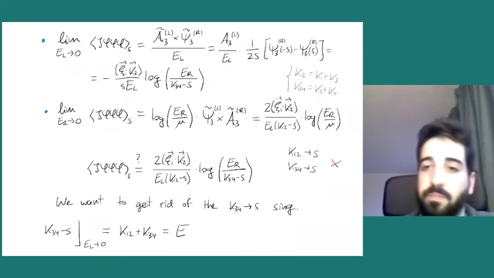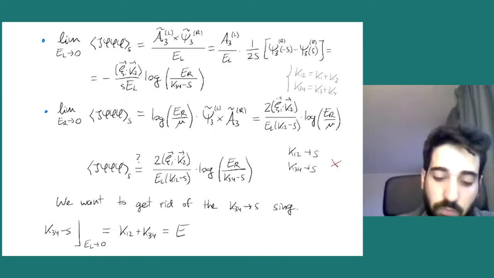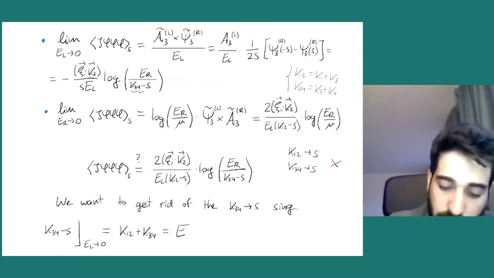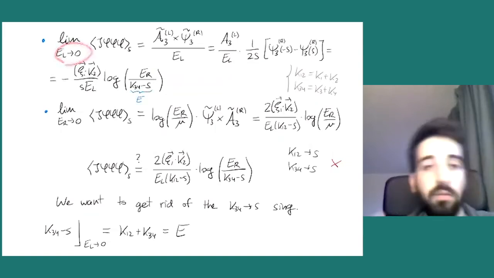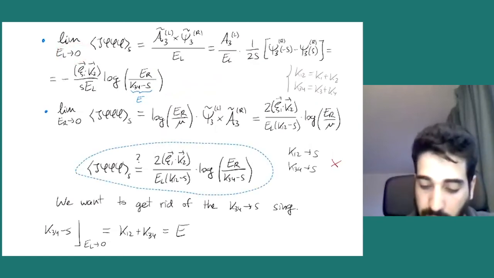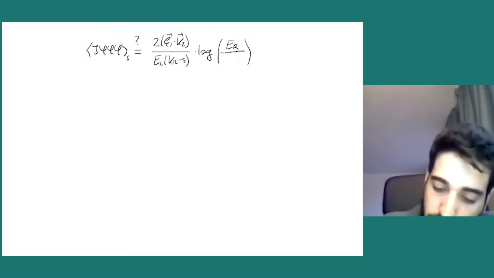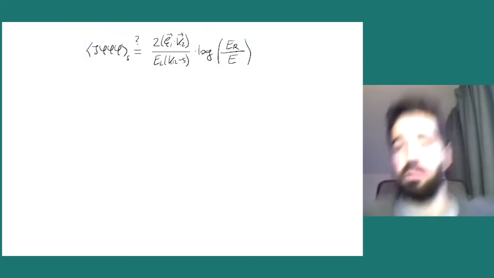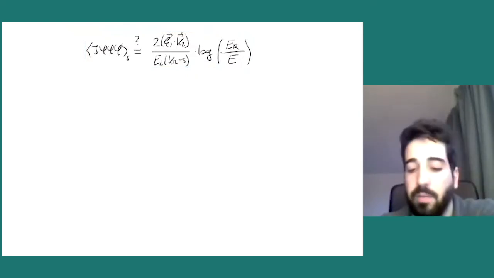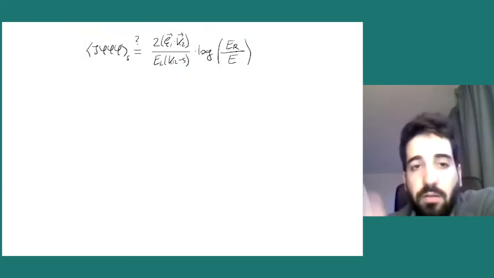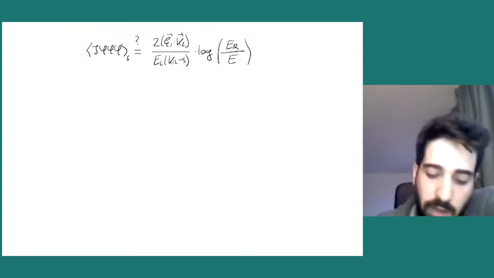And this is the total energy, right? So, well, we could just reinterpret this thing as E in this limit. It's totally valid. So then we can say that maybe the correct wave function coefficient is just the same, but with an E instead of that ugly singularity. And in this case, we have got rid of that singularity when K34 minus S goes to 0. So that's good. But we still have this one, right?